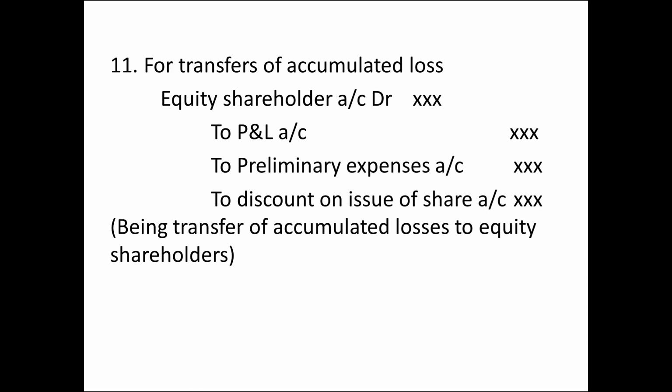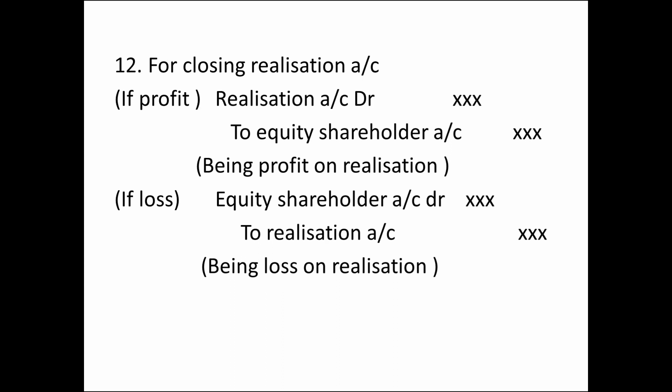Clear? So whenever you want to transfer the accumulated losses to the equity shareholders, the entry is: equity shareholders account debit to profit and loss account, to preliminary expenses account, and to discount on issue of shares. Clear? These three are to be transferred to equity shareholders. Right.